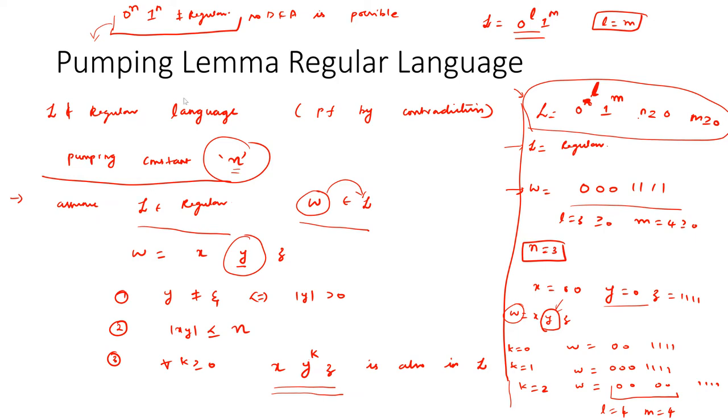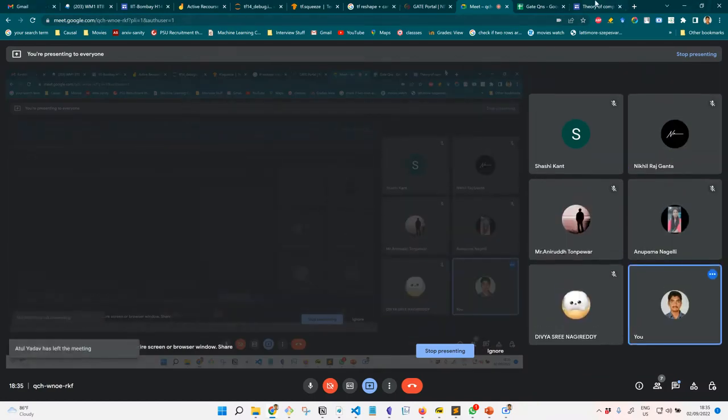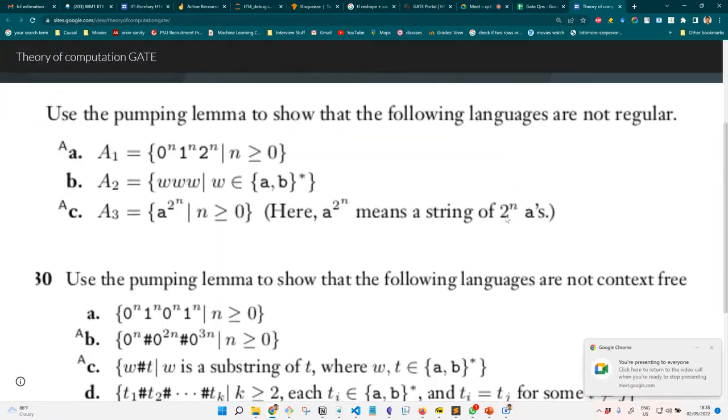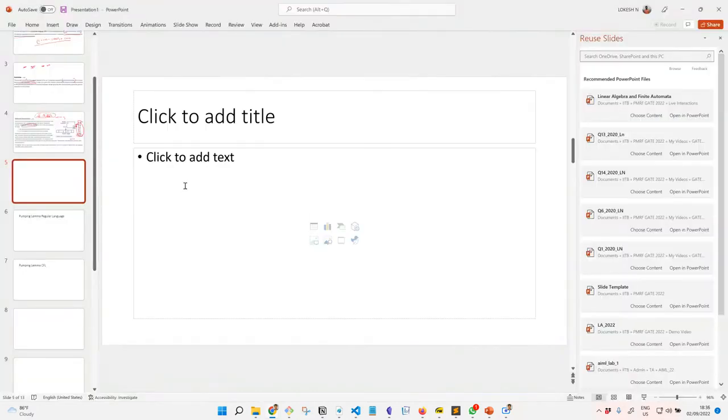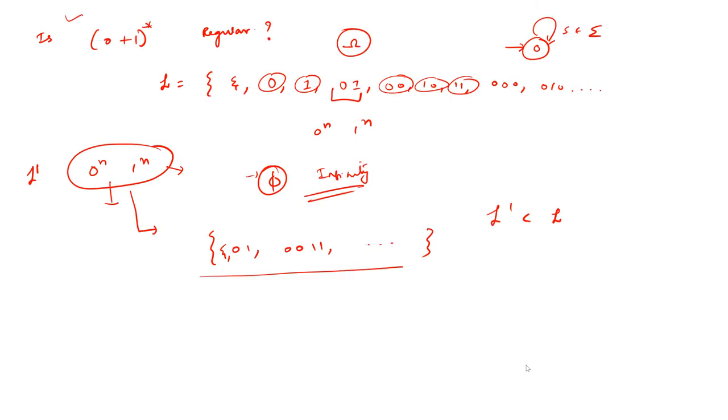Now we'll look at the questions. I'll go to the questions here. Maybe we'll take questions 1 and 2; maybe you can take it as homework. The first language is 0^n 1^n 2^n. The second language is www. Let me copy the questions. These two questions are to show that a language is not regular.